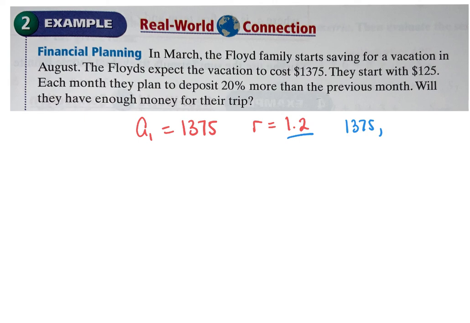Do they deposit in August? So our N here would be 6. So we would say N equals 6. And so if we have all of that, we're just going to plug it in.